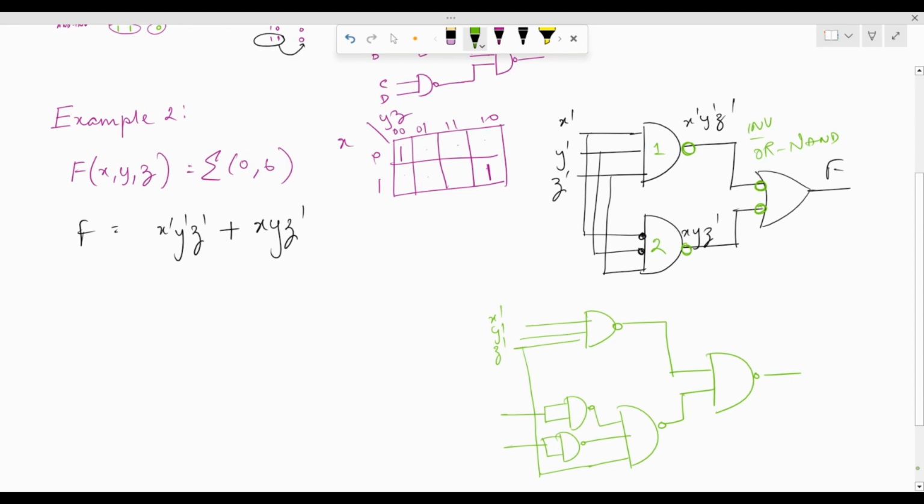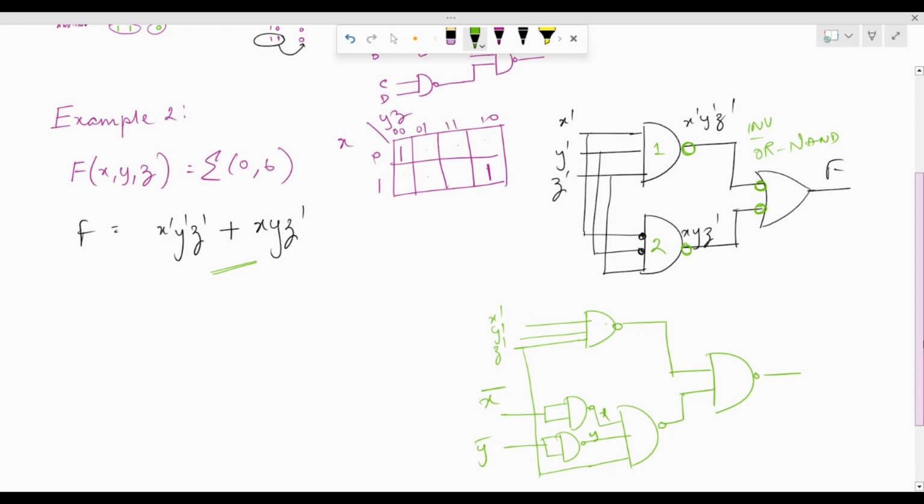So this is going to be x dash, y dash as connected from the other inputs over here, and therefore here I would get xy. So effectively we have 1, 2, 3, 4, 5. We have 5 NAND gates used to implement this particular function.